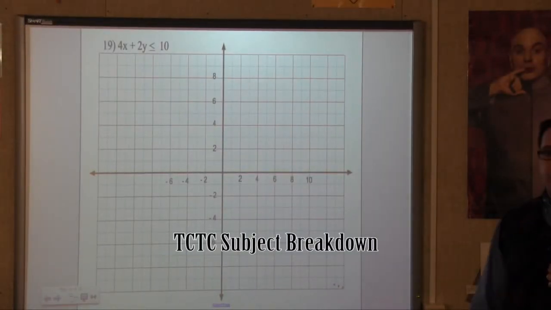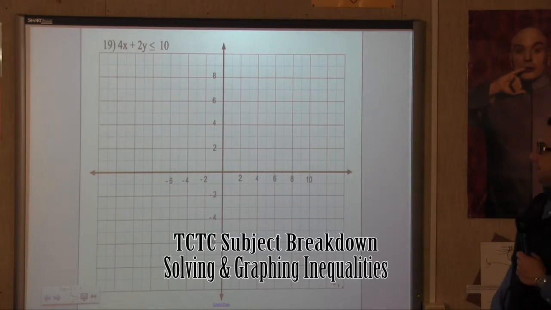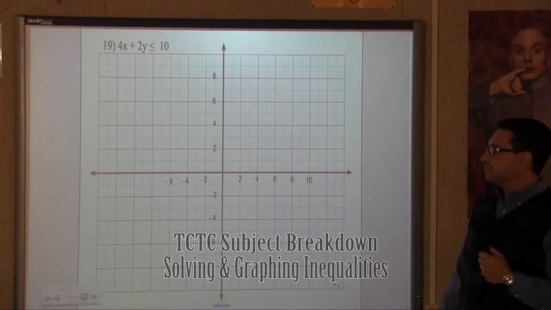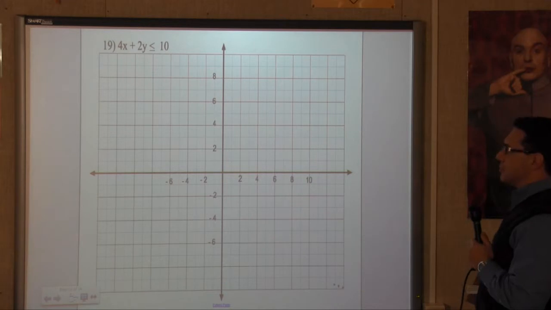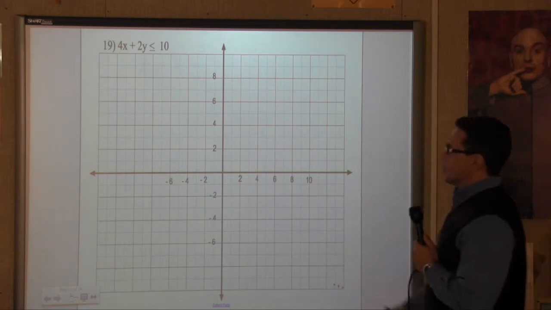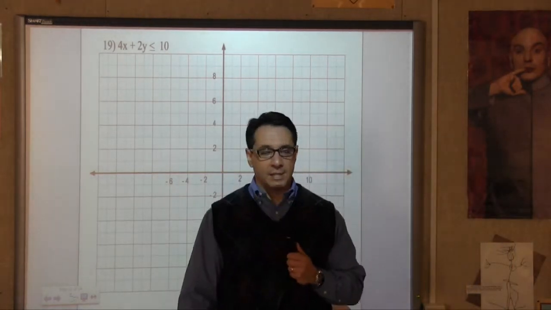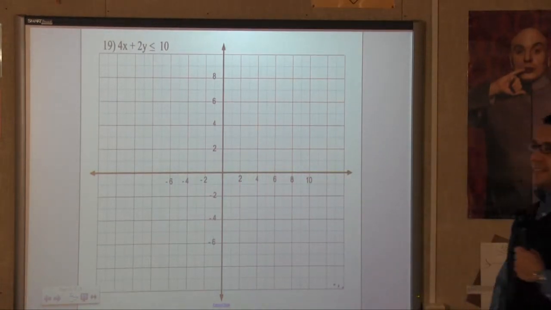I'm going to show you today how to solve an inequality on the coordinate plane and some of the common mistakes made by students when they go to solve something like this. So as we look at this one, 4x plus 2y is less than or equal to 10. First thing we notice is that it's in standard form.